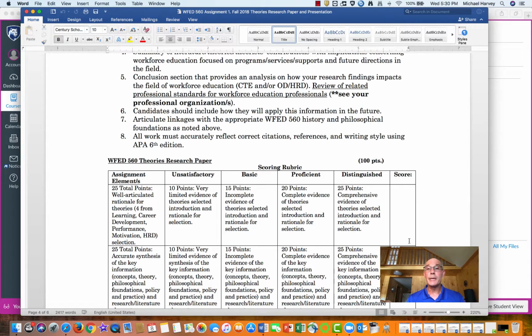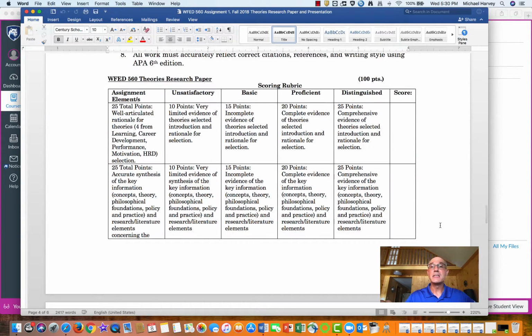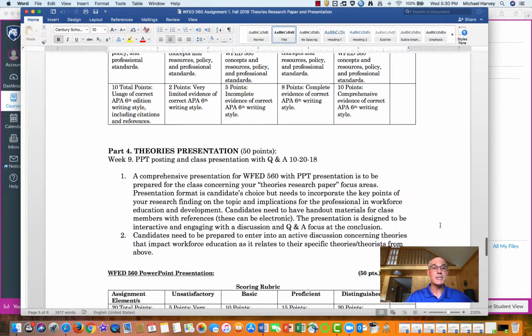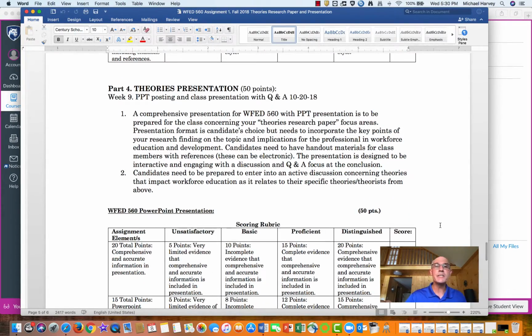A link to appropriate history and philosophical foundations as noted above, and this must be written in APA style with correct citations, references, quotations, writing style, and APA formatting. And again, this is the 100-point rubric for the research paper itself. Please review that for component parts. And then the theories presentation.